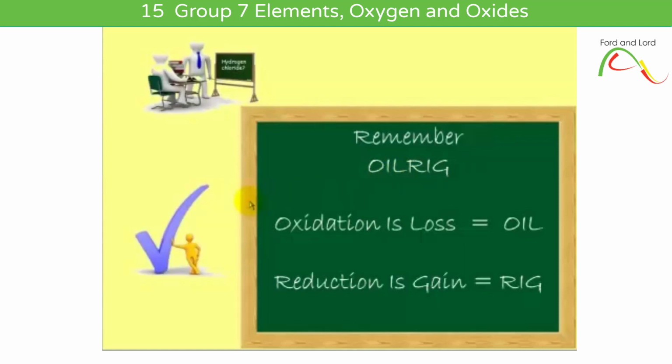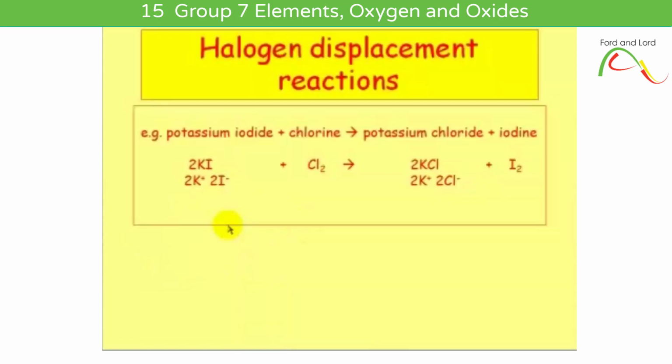Now let's look at this in terms of a halogen displacement reaction, shall we? Here we go. Potassium iodide, chlorine. Now potassium iodide is made of ions K+, 2I-. Why has this got a negative charge? Because it's gained an electron from potassium. It's gained a negative charge because it's gained an electron. Okay. Now chlorine will displace it. Chlorine now has a negative charge because it's taken on that electron, and iodine over there is by itself.